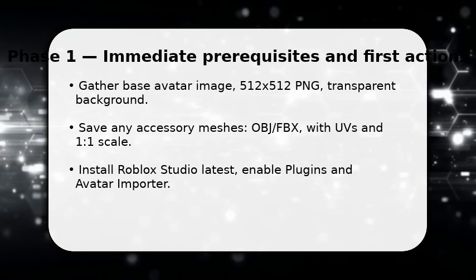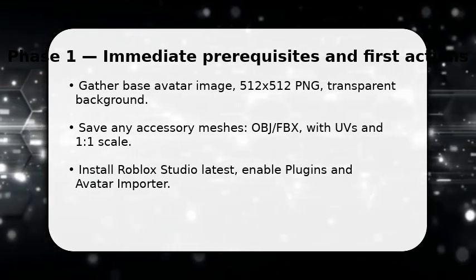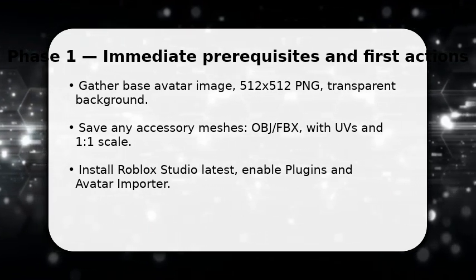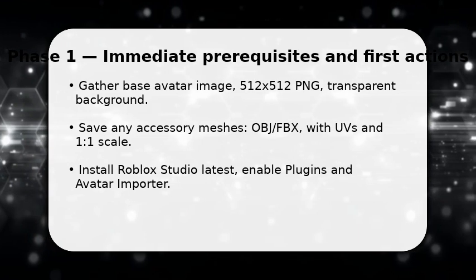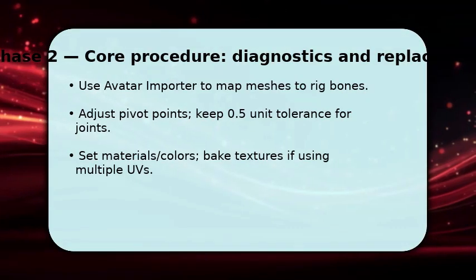Next, import mesh files into a test place and set scale to match the default avatar. This prevents misaligned limbs later. Make sure to name parts clearly and group them into a single model so you can edit and rig without losing track of pieces.